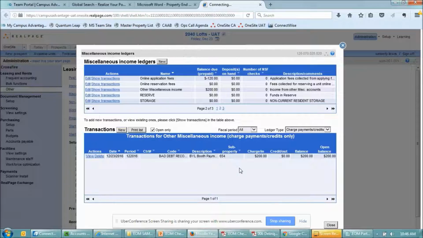So just each transaction has to have a partner. Each payment has to have a charge. Each charge has to have a payment.